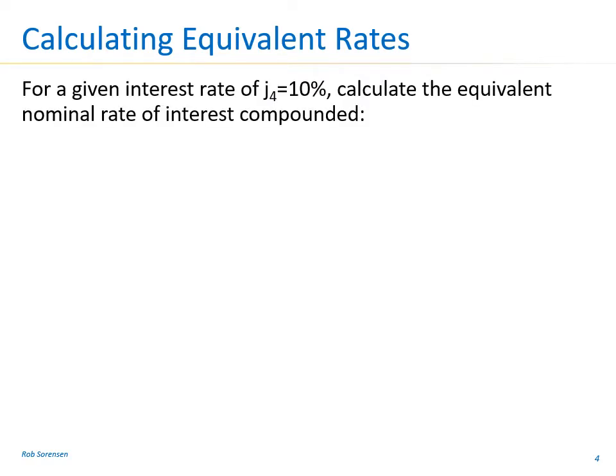For a given interest rate of 10% compounded quarterly, let's work out the equivalent interest rate compounded annually. All right. Well, maybe just up top here, let me put down the known amounts. We had J4 is equal to 10%. That means M is 4 and I is 0.025. All right, now what I want to do annually, I want to end up with a J1. Well, that's going to be I times 1, isn't it, in the end?